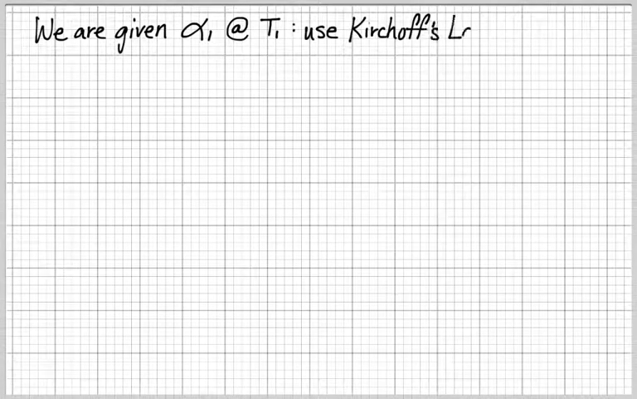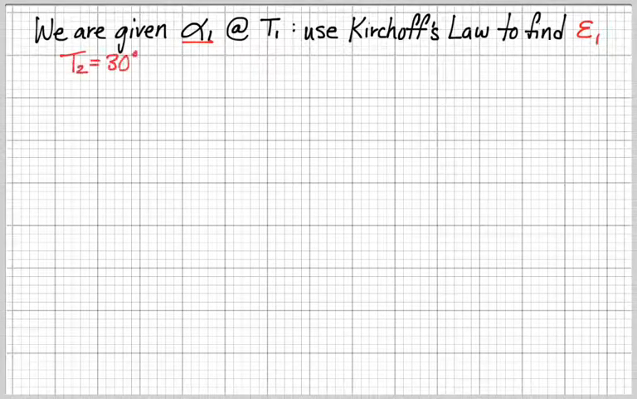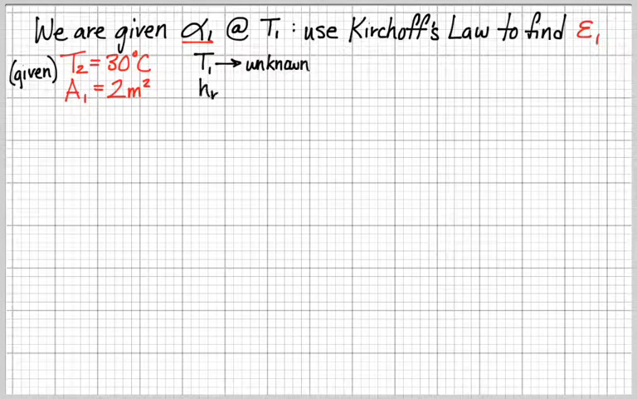Okay, so we've been given the absorptance of that solar panel at the temperature of the solar panel, and we can use Kirchhoff's law to find epsilon. So effectively this panel is in thermal equilibrium, and so alpha 1 can be used to find epsilon 1. The temperature of the air was given as 30 degrees Celsius. We'll convert that into Kelvin eventually. And the area of the collector was 2 meters squared.